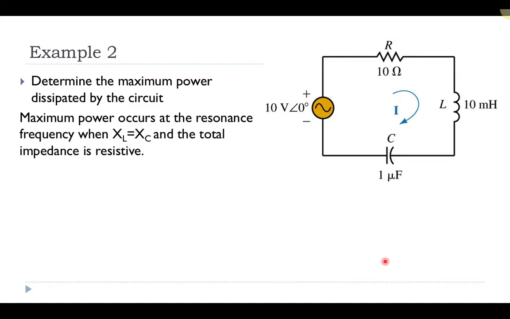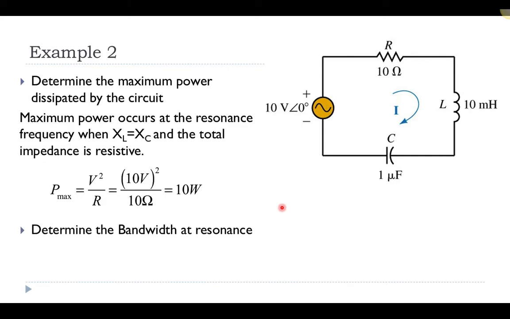We know that the maximum power occurs when the system is at resonance, and at resonance the inductive reactance and the capacitive reactance are equal to one another, so the total impedance is just resistive. That means the resistor in the circuit would get all of the voltage in the circuit, and so the maximum power can be found by taking the voltage of the source squared divided by the resistance. This is of course the real power. So this is 10 volts squared over 10 ohms, which gives me 100 watts.